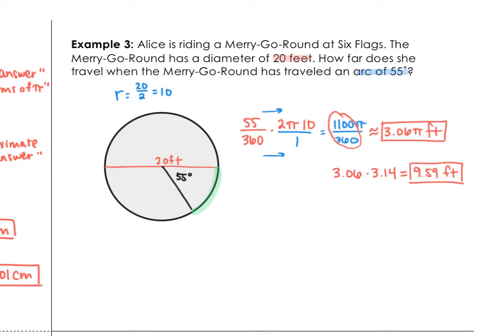So since this is a word problem, I do want a word answer. So I'm going to say Alice has traveled 9.59 feet on the merry-go-round.